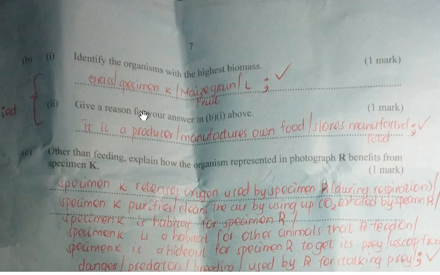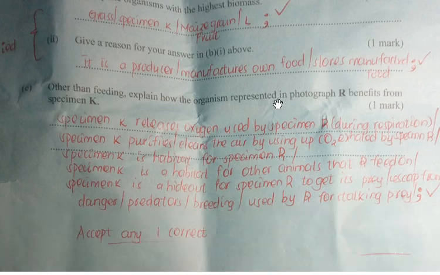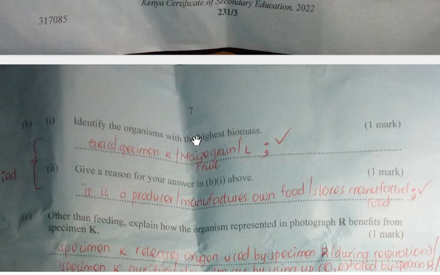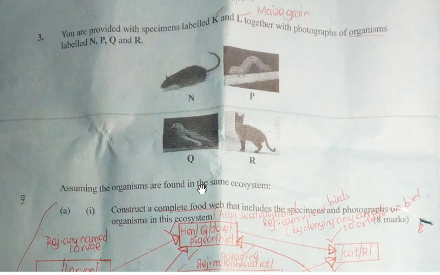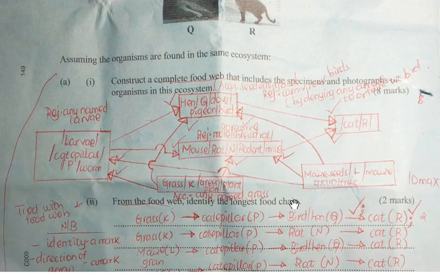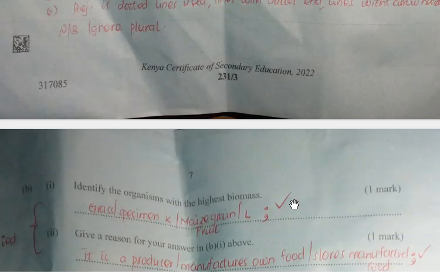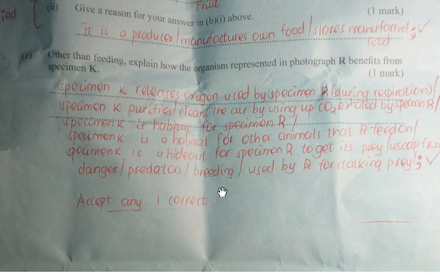Part C, other than feeding, explain how the organism represented in photograph R benefits from specimen K. R is a cat. How does it benefit from grass? In short, the importance of grass to a cat. Specimen K, which is grass, releases oxygen which is used by specimen R, the cat, during respiration.